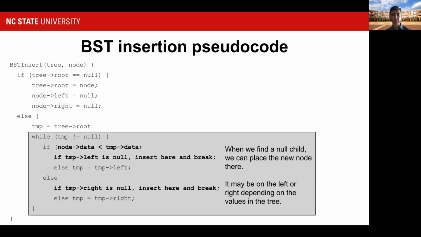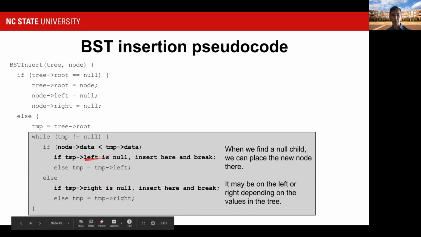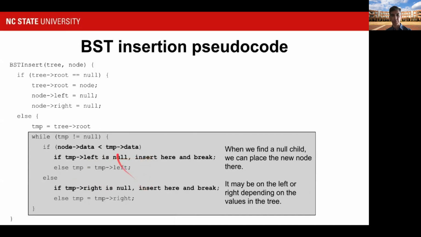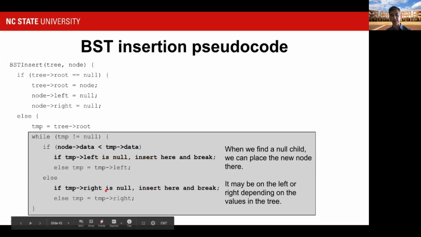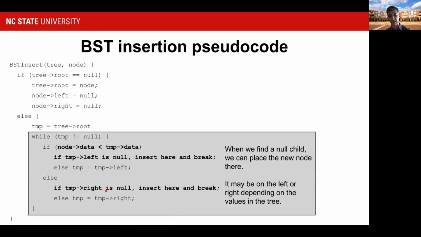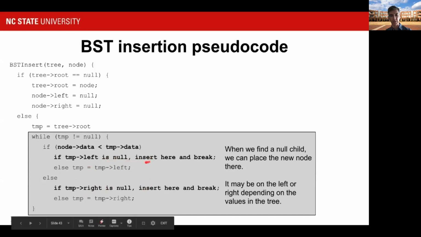Right, so when we find a null child, which we're bound to do eventually, then we're just going to insert our new node here. And we're either going to insert it on the left side or the right side based on the relationships of the data. These two lines of code basically mirror each other and are almost exactly the same, except that one is inserting on the left and one is inserting on the right.